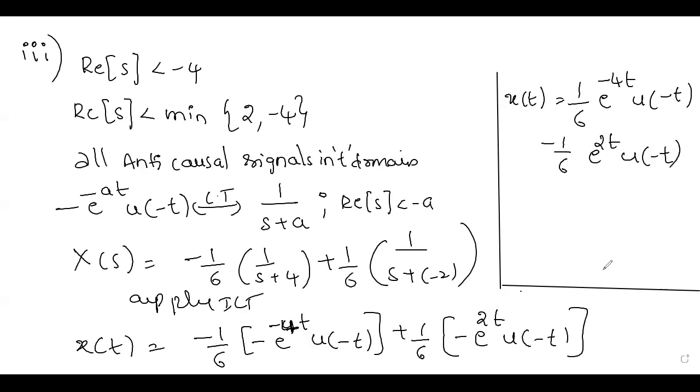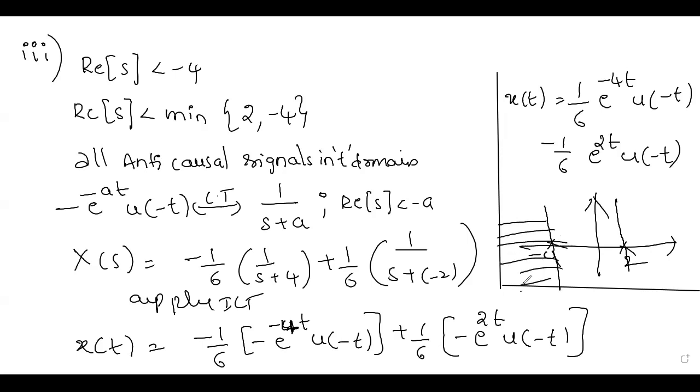Less than minimum of poles, you can observe here in S plane, how many poles we have? Minus 4, 2. Less than the two pole values. All anti-causal signals means less than, less means this side. And here also less. There is a common ROC: real part of S is less than minus 4. That is minimum of poles. Hence, all anti-causal signals we have to select in this case. Clear?